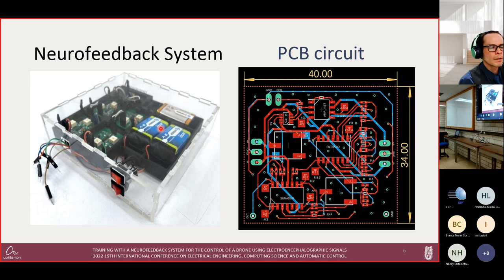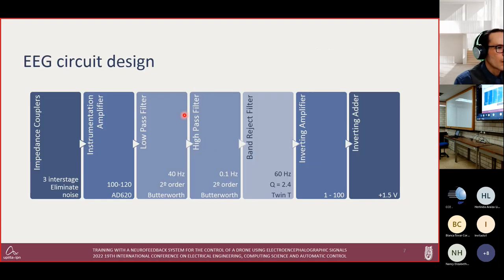We use four channels. For each channel, we built a circuit like this one, and we supply it with three batteries of 9 volts. In each circuit, we have six main stages. The first one is impedance couplers; actually, there are three impedance couplers between all of these stages that allow us to eliminate the noise between the components. The first filter is the instrumentation amplifier that allows us to amplify the signal in microvolts with a gain of 100.